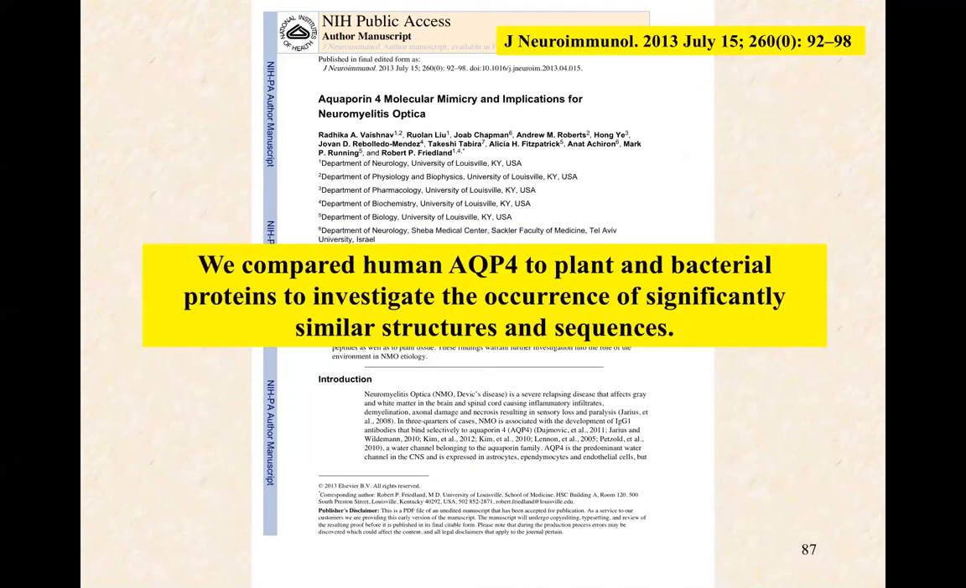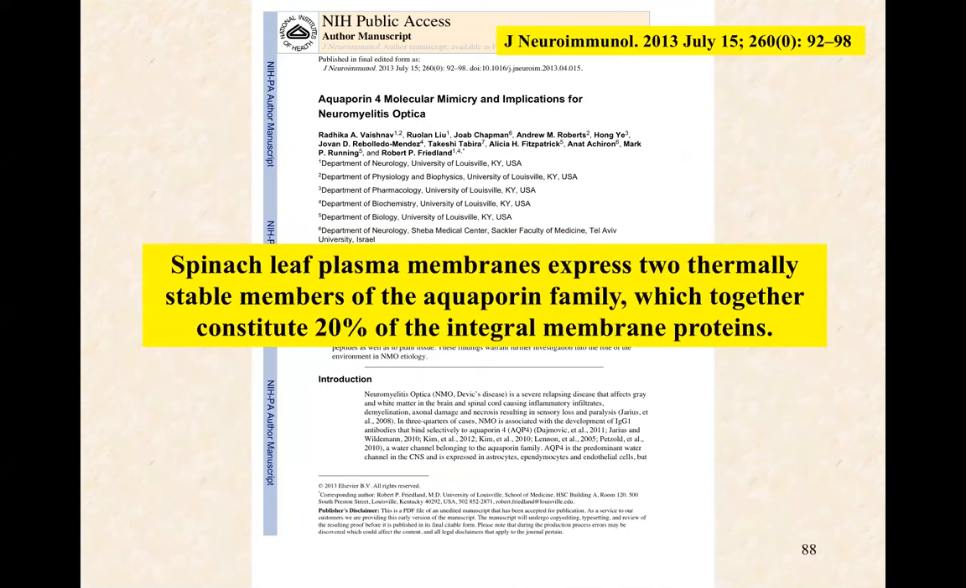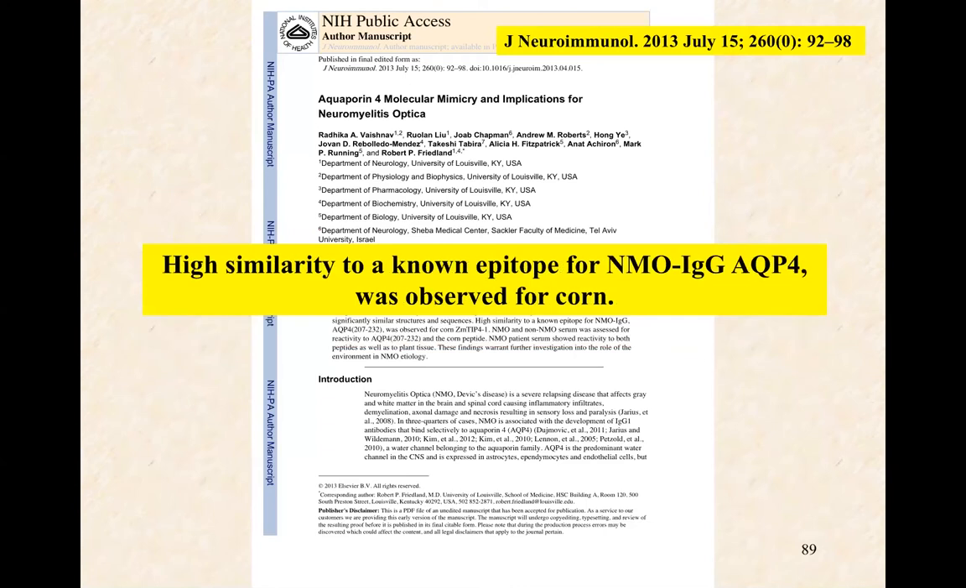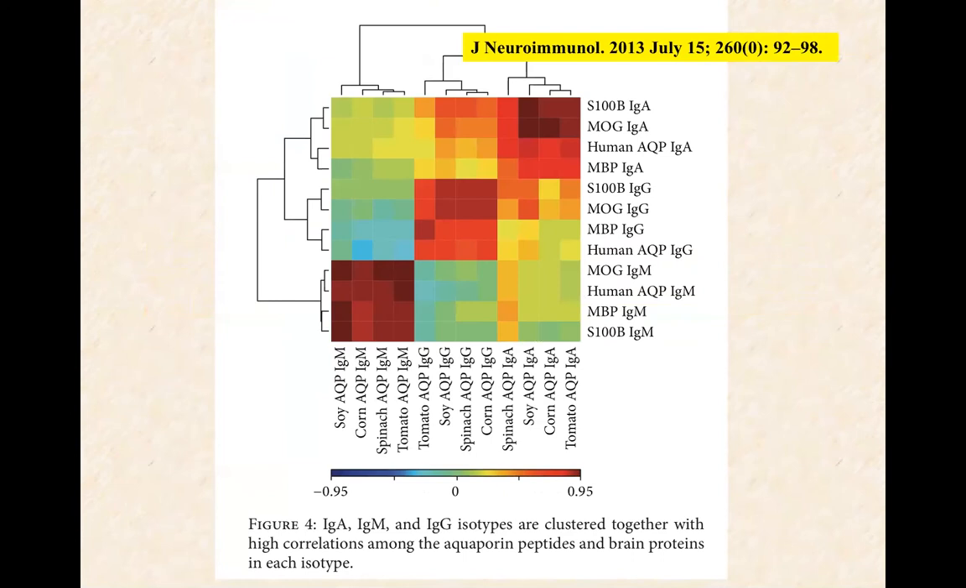We compared human aquaporin 4 to plant and bacterial proteins to investigate the occurrence of it. What did they find? Spinach constitutes 20% of the integral membrane proteins. Two thermally stable members of the aquaporin family, 20% of the membranes of spinach. High similarity to a known epitope of neuromyelitis, aquaporin 4, was observed for corn and soy. And here's the graph from the Journal of Neuroimmunology. If you look at soy, corn, spinach, and tomato for S100B, myelin basic protein, those two are on the NeuroZoomer panel, by the way. Anytime those come back positive, you have to check the patient for a sensitivity to soy, corn, spinach, and tomato.